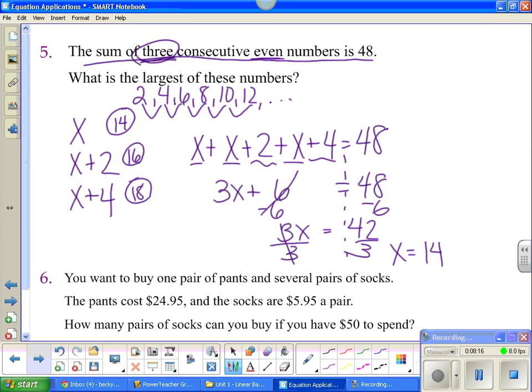Now go back and read the question. What did it want? Well, it says what is the largest of these numbers. So which one does it want? It just wants the 18. It doesn't want the 14 or the 16.